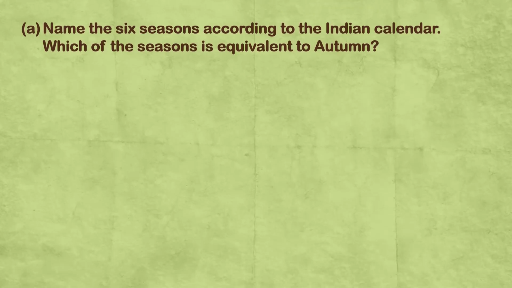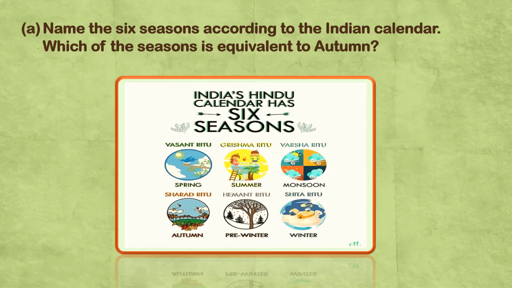Name the 6 seasons according to the Indian calendar. And which of these seasons in the Indian calendar with Indian names is equivalent to autumn or equal to the season called autumn? Now, these are the 6 Indian seasons according to the Hindu calendar, and the one that is equivalent to autumn is Sharad.